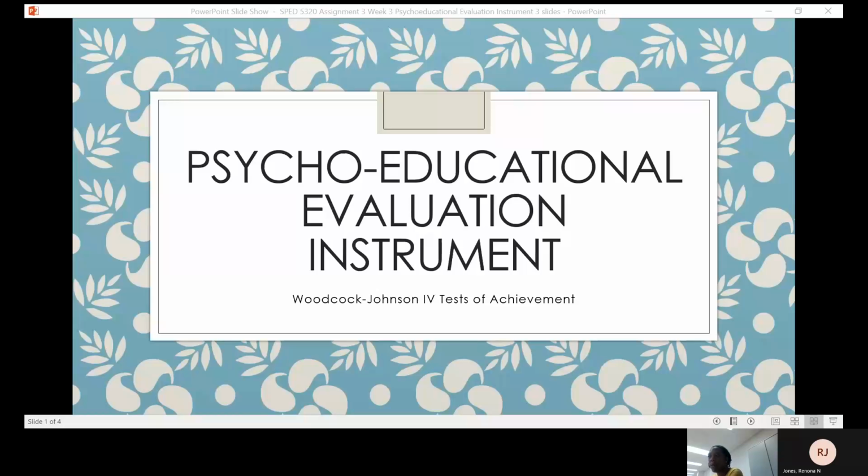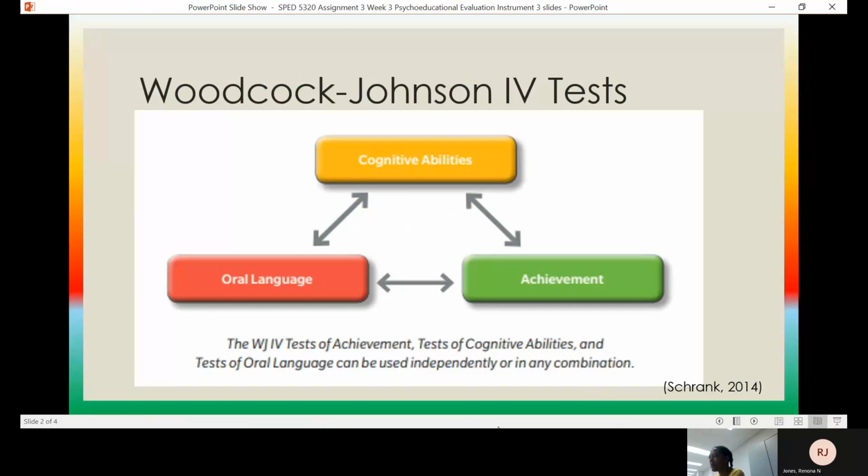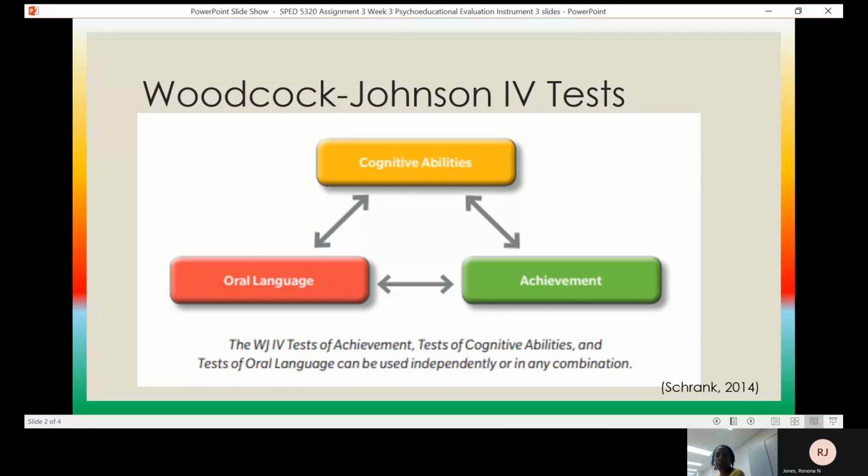Collectively, these are one of the most widely used batteries of individually administered psychoeducational tests. Here are the three tests. These tests can be used together or separately depending on what information is needed.